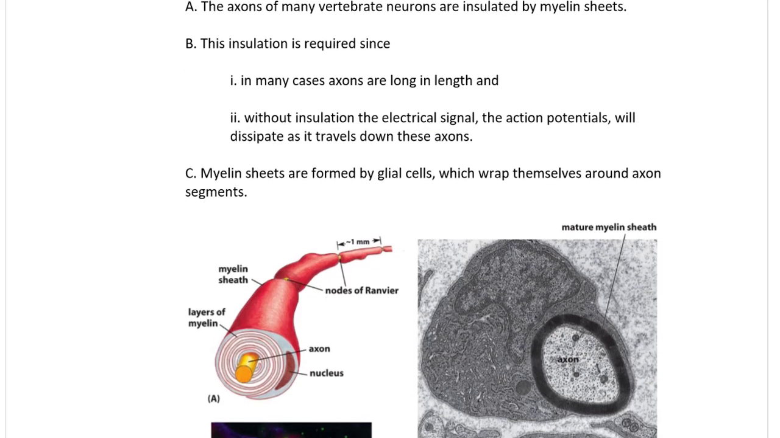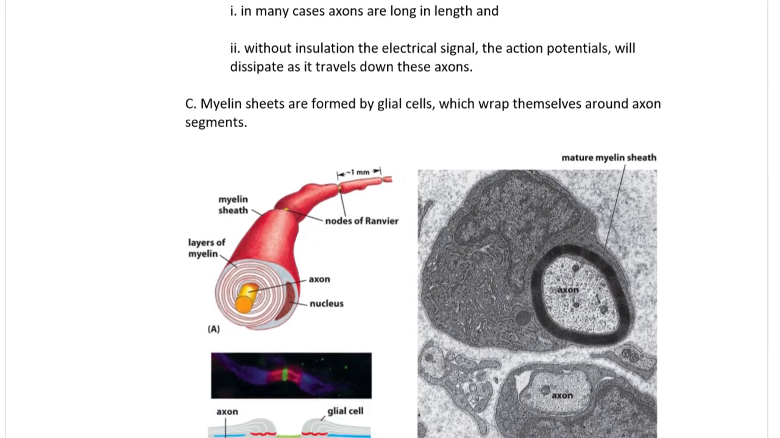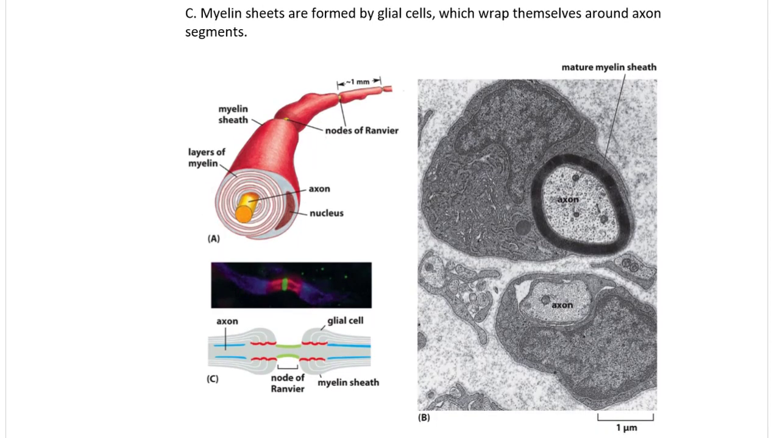Myelin sheaths are formed by glial cells which wrap themselves around axon segments. So here we have a couple of pictures of it, and you can see that a myelin sheath is nothing but a glial cell that wraps itself around the axon, and that's being shown here. That's a single cell. It's sort of wrapping itself around. It has a nuclei and etc., and it's wrapping itself around the axon. And what you have is little segments in between these nodes of Ranvier where the axon is exposed, okay?